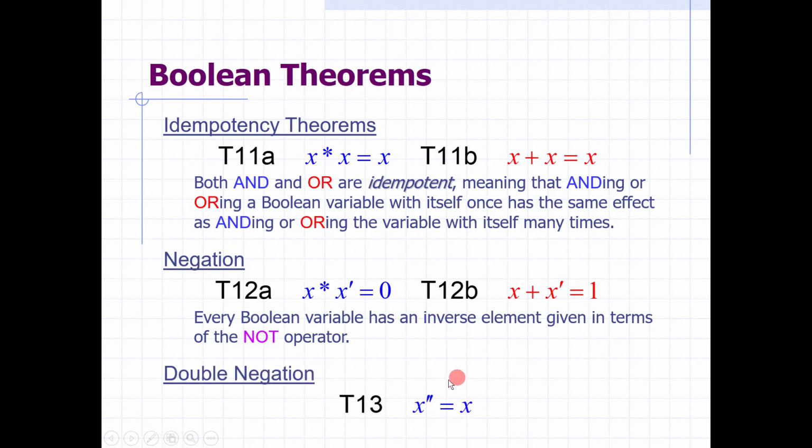The not operator has a fun little property called double negation. If I double not something, if I not and then not again, I get back to where I started. There I only needed one theorem. There wasn't an AND and an OR version.